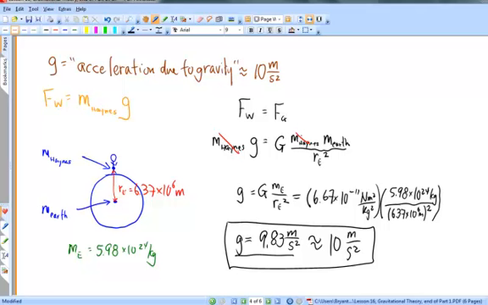You play the same game. Put in G, put the mass of the moon in, put the square of the radius of the moon in, put the numbers together, you're going to get some number. What's the acceleration due to gravity at the surface of Jupiter? You put in the information for Jupiter.